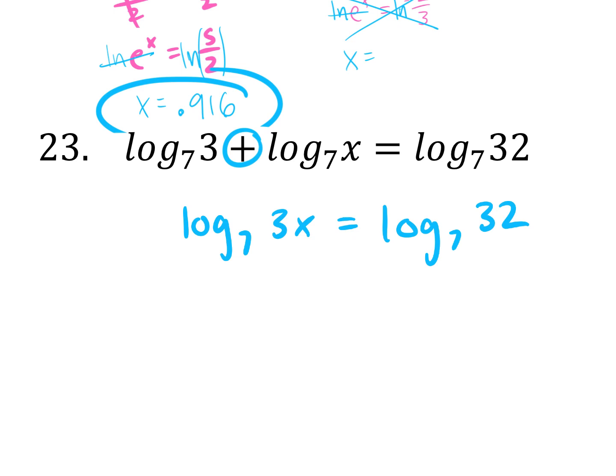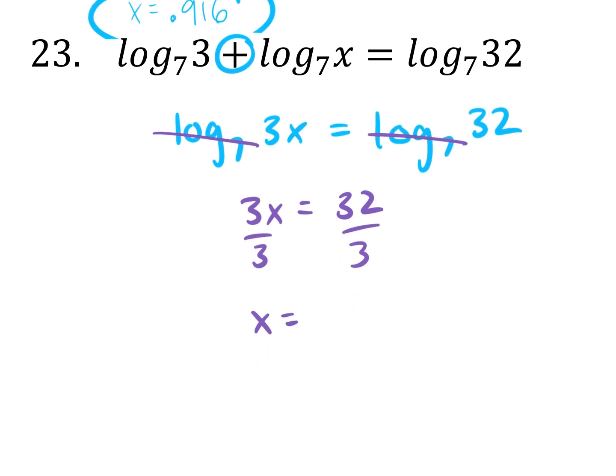So what happens to my log base 7s? They cancel. So 3x is equal to 32. Let me just divide both sides by 3. So x is equal to 10.6.